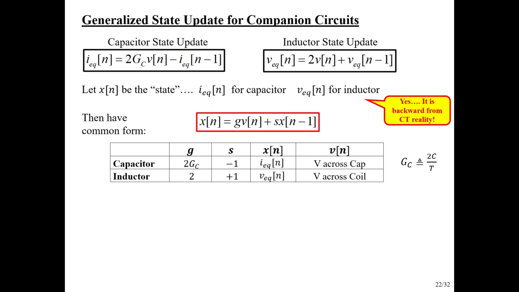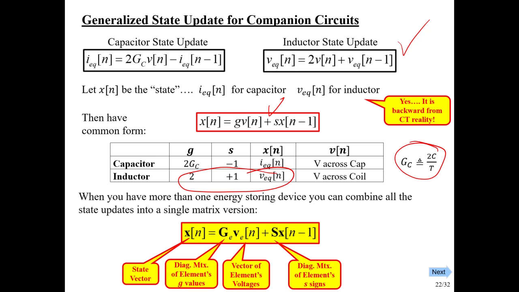And so all we have to do is plug in the right form. If we're dealing with a capacitor, we make X of n IEQ of n. We make G 2GC, and we make S minus 1. And that'll give us that formula. If we've got an inductor, we make these substitutions into this, and we get that equation. And again, I've written over here to keep in mind what G sub C is. Remember, the C plays into these state updates, but the L doesn't. That was the weird thing.